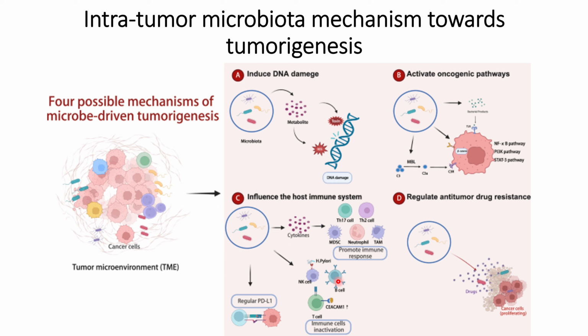Instead of targeting the immune system, in the panel D case, the cytokines will suppress the drug response, or prevent the drugs from reaching the tumor sites, by releasing factors that will neutralize or deactivate the drug before it reaches the tumor. So this is how it will regulate anti-tumor drug resistance. Bacteria help in anti-tumor drug resistance. These are some of the ways by which intratumoral microbiota mechanisms can work towards tumorigenesis.